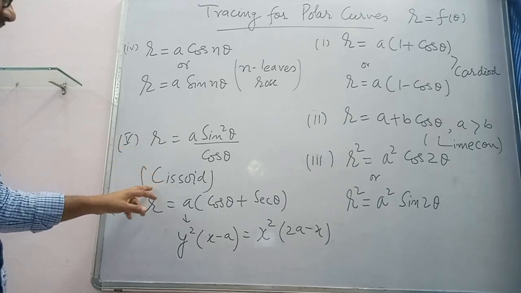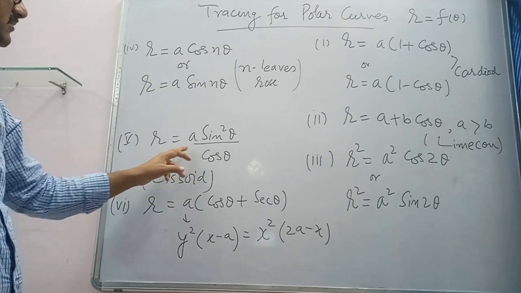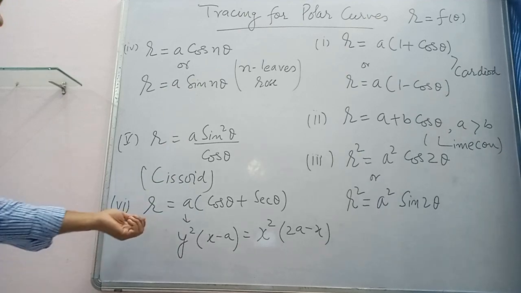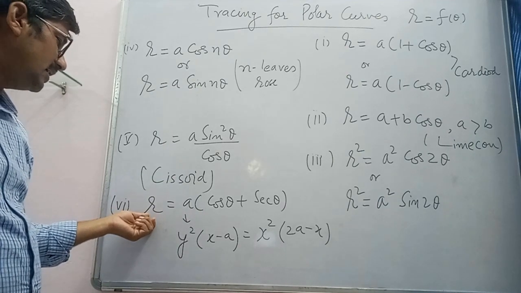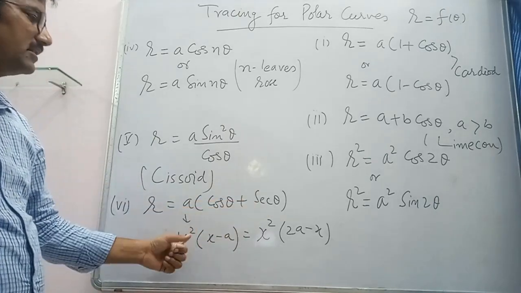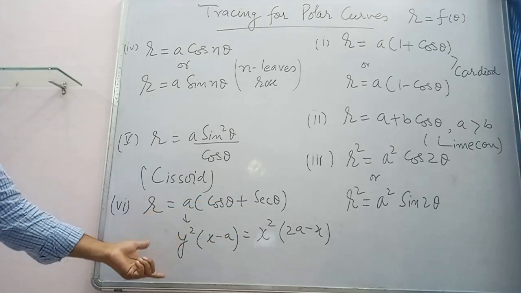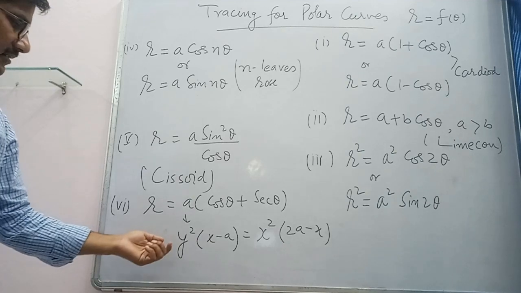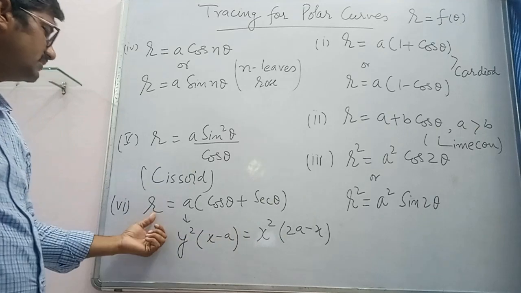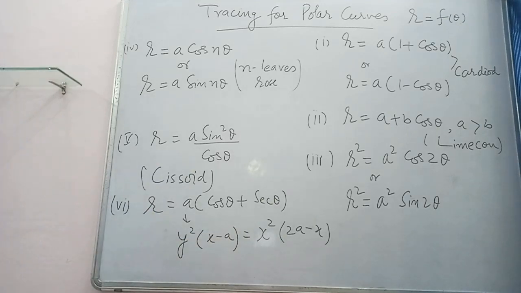The next example is known as cissoid. r is equal to a sine square theta upon cosine theta. This is the example. r is equal to a into cosine theta plus sec theta, which can be converted into the Cartesian form. So it is easier to trace this curve in the Cartesian form than the polar form.